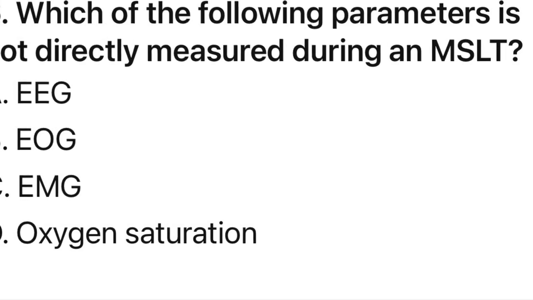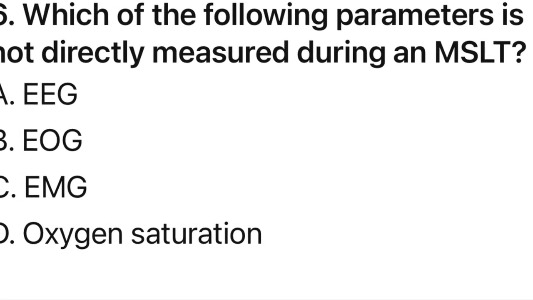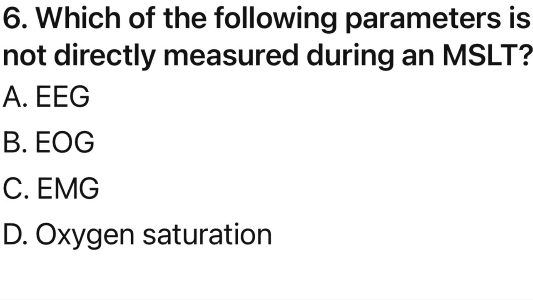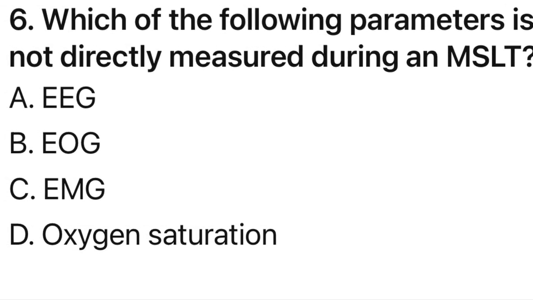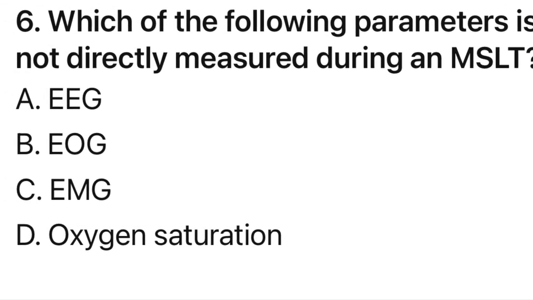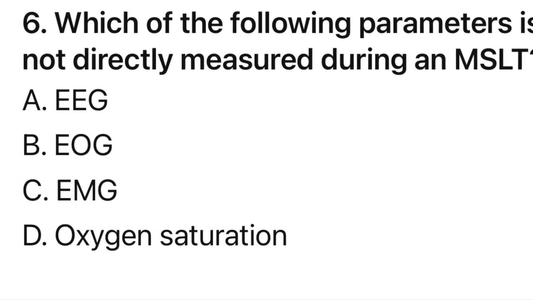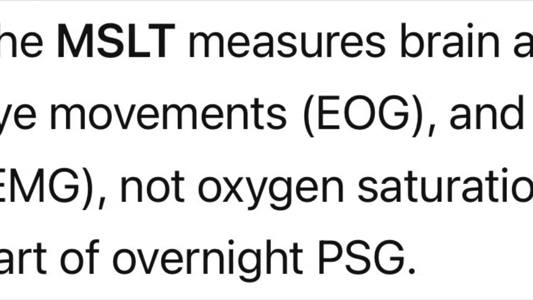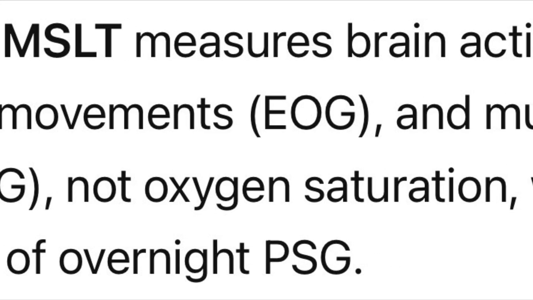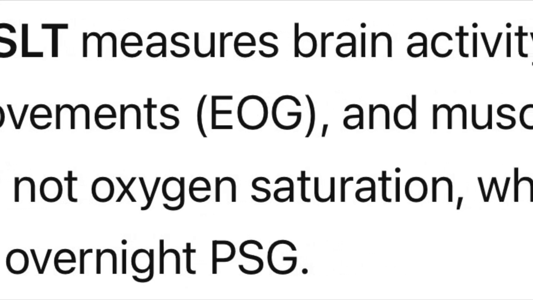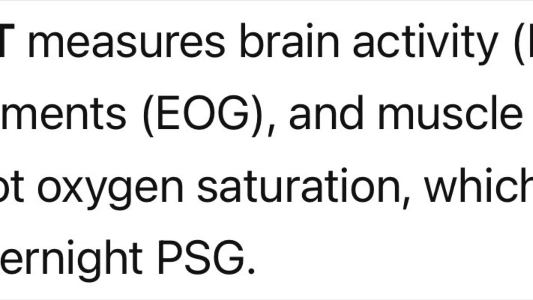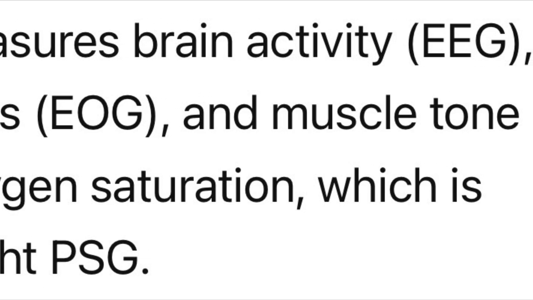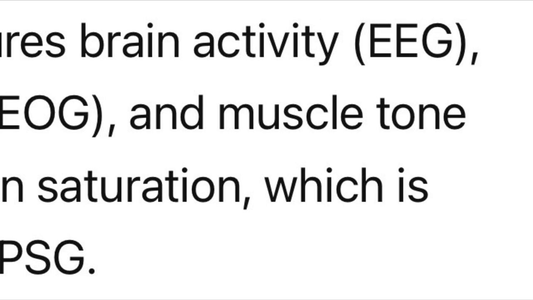Which of the following parameters is not directly measured during an MSLT? Options are A. EEG, B. EOG, C. EMG, D. Oxygen saturation. The answer to this question is oxygen saturation. MSLT measures brain activity, eye movements, and muscle tone, not oxygen saturation, which is part of overnight PSG, polysomnography, not a part of the multiple sleep latency test.